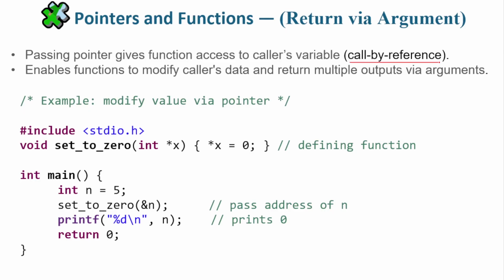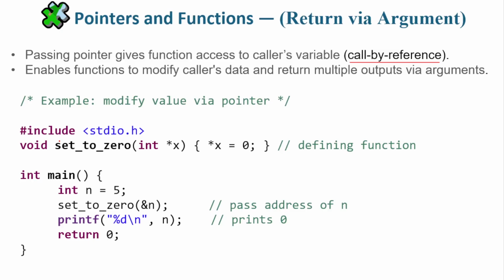This function receives a pointer, and because that pointer holds the address of a real variable, the function can modify the original data. This technique is essential for returning multiple values from a function and for efficient memory usage.